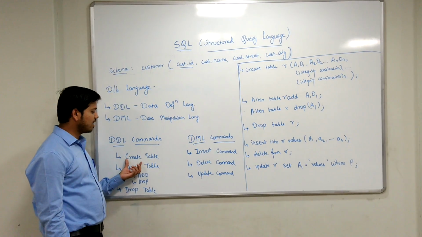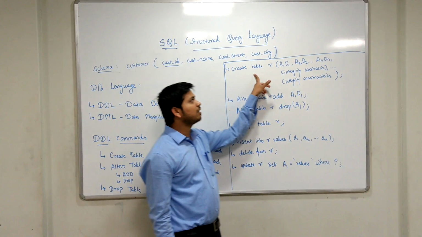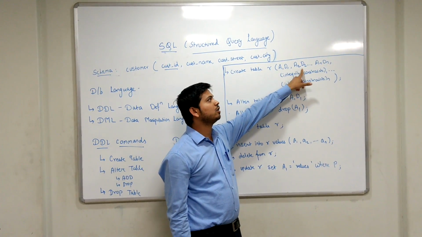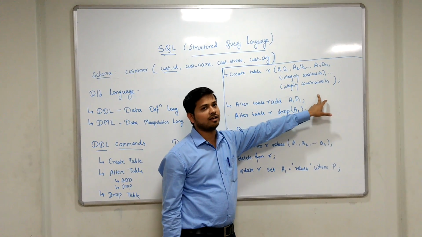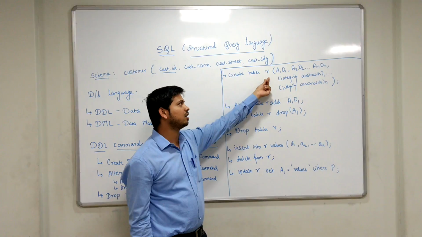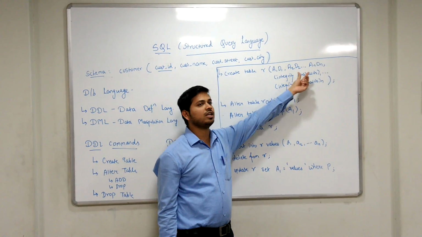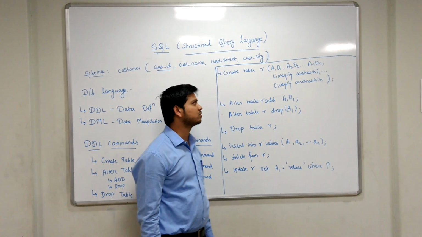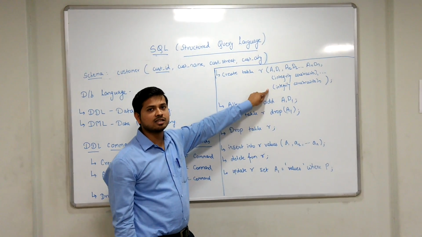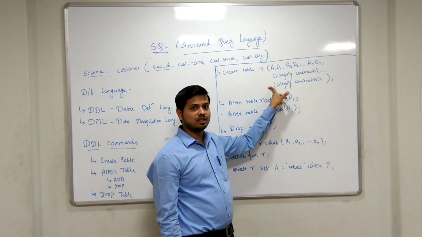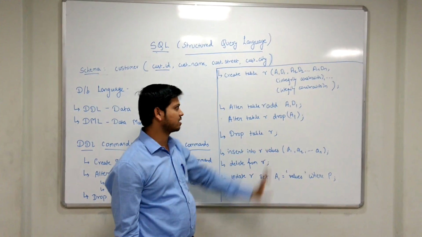Now first of all, we have to see the syntax of the create table command. Create table R (A1 D1, A2 D2, up to An Dn, integrity constraint 1 up to integrity constraint n). Here R stands for the relation, A1, A2, An stand for the attributes, and D1, D2, Dn stand for the domain type of the attributes. In the create table command, we also place some integrity constraints, such as primary key, foreign key, not null, or unique constraints.